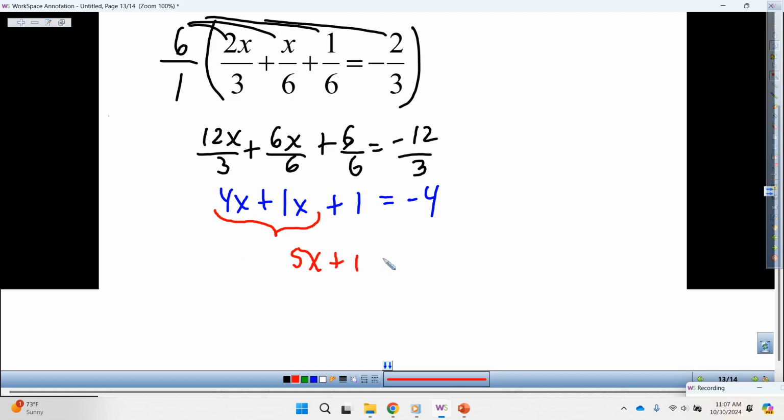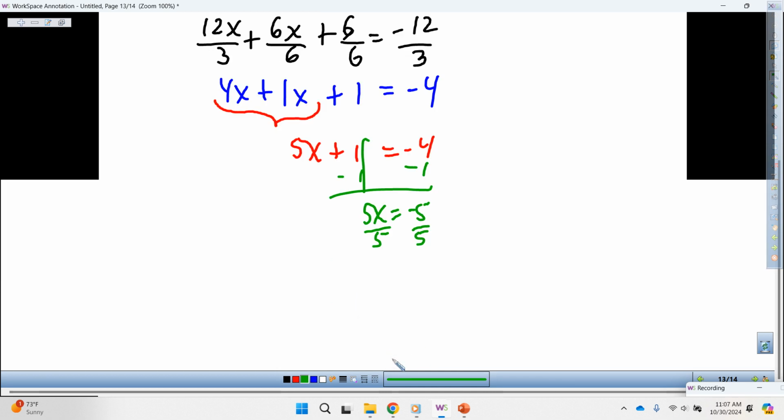5x plus 1 equals -4. From there we solve. Minus 1, minus 1. 5x equals -5. Divide by 5, divide by 5. x equals -1. Have you got that by yourself? Yeah, some of y'all. All right. Let's go to number 3.